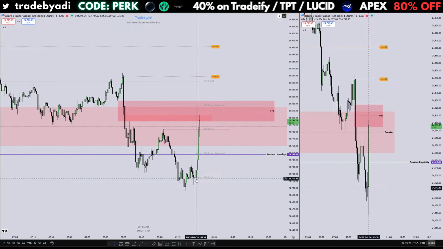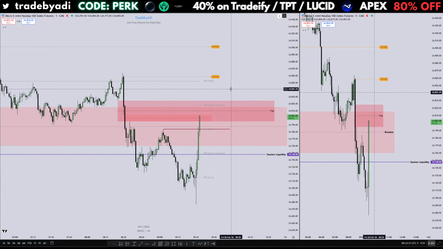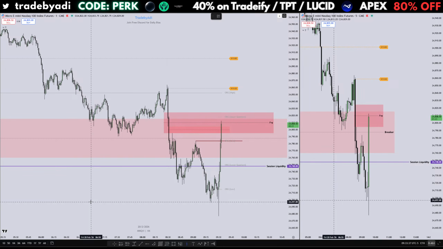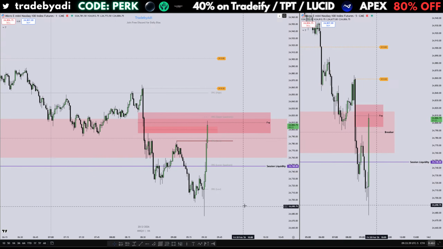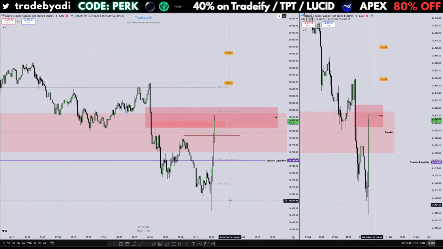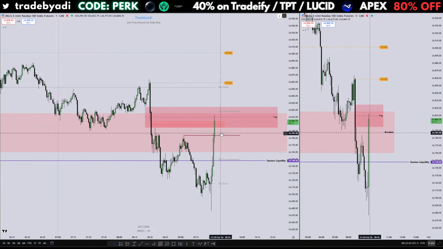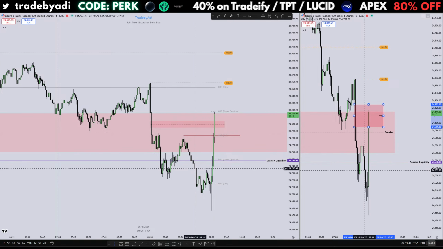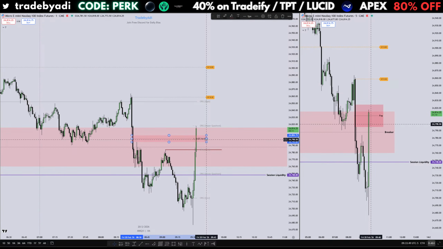After 9:30 we have taken out this sell side. Now we are taking a buy side. We are waiting for the reaction if we get it.